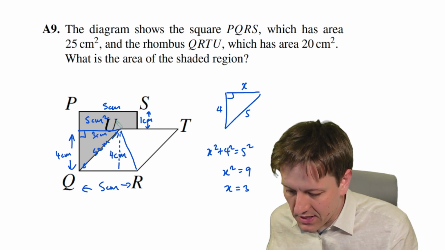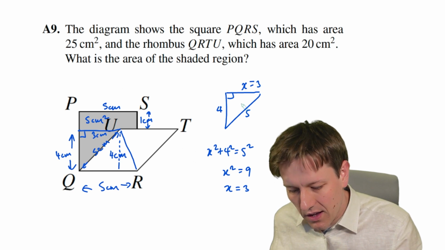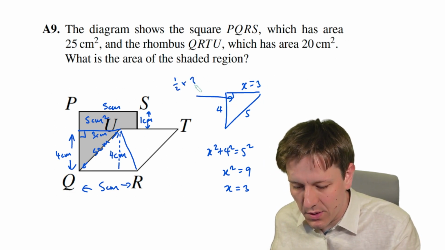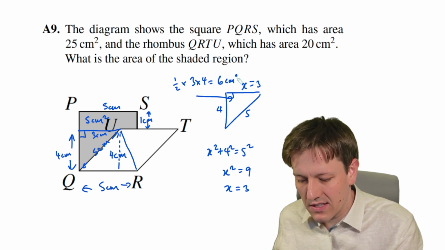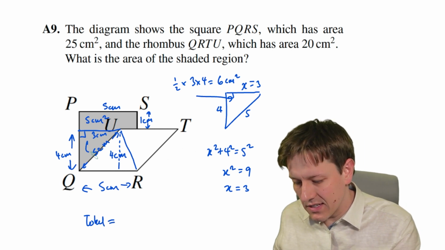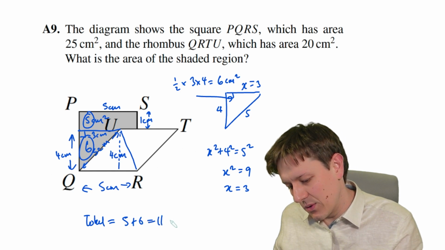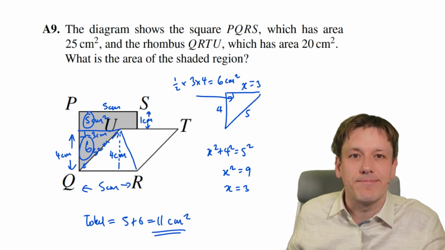So this is 3 centimeters, and so the area of this triangle is a half times the base times the height, so a half times 3 times 4, so that's a half times 12, which is 6 centimeters squared. And so the total shaded area then is this bit, which is 6, and this bit, which is 5, so 5 plus 6 equals 11 centimeters squared, and that's the answer there. Well done if you got that.